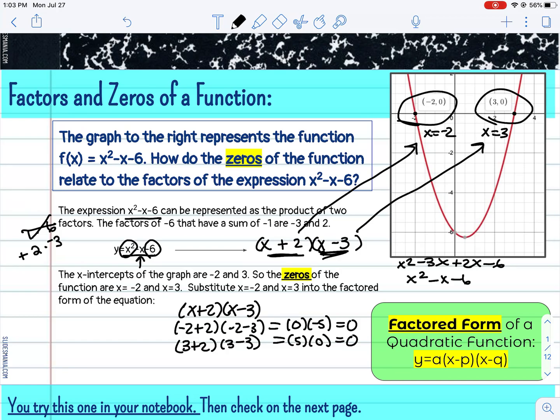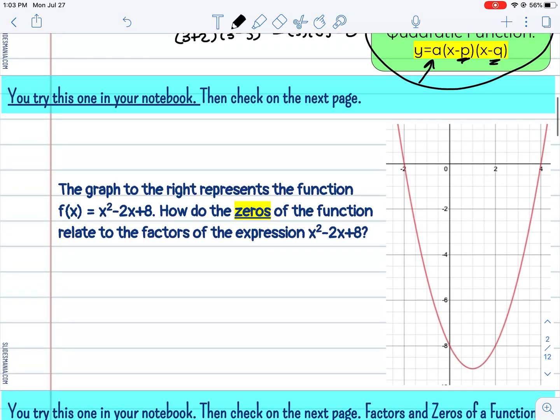If you use the factored form with the zeros, they make 0, but if you're comparing them, they are opposite signs. One last thing, factored form looks like this. Your A value, remember, is your stretch and compression, and it also tells you if your parabola is going up or down. The P and the Q, those are just your factors. Like in our problem, it was the 2 and the -3. So they could be positive or negative depending on your situation.